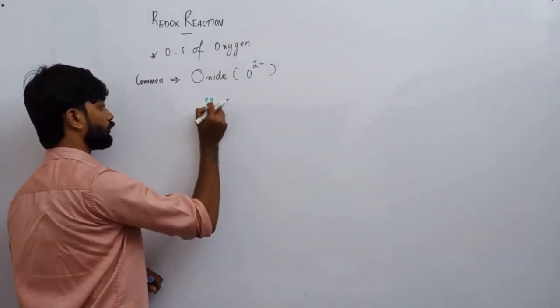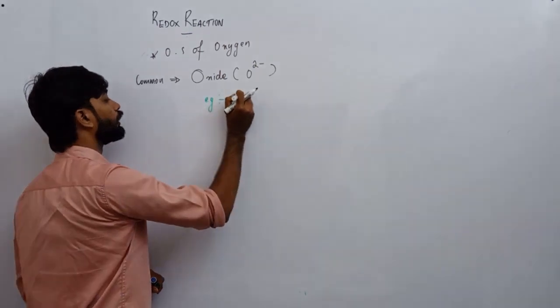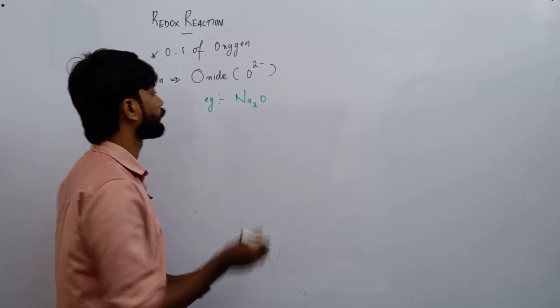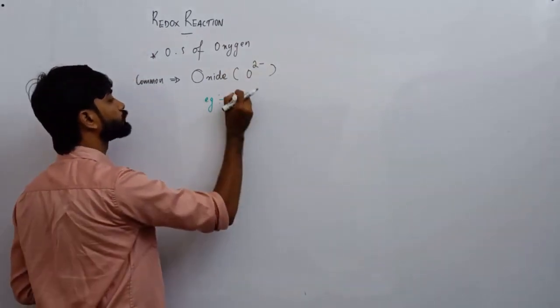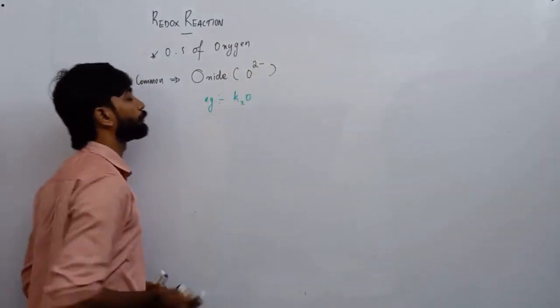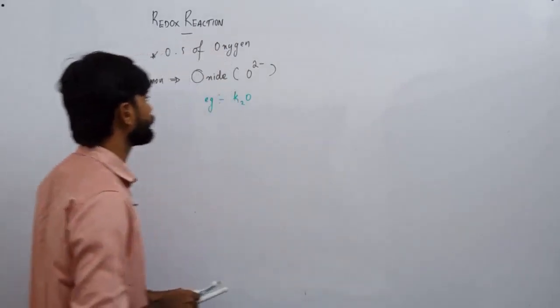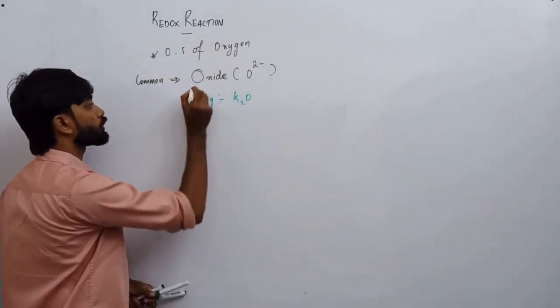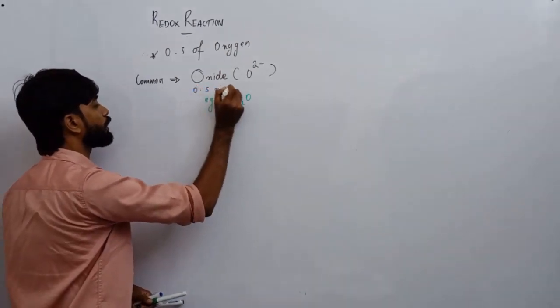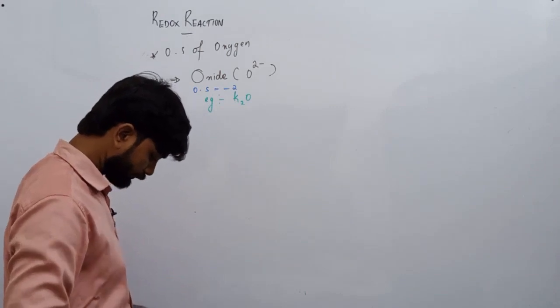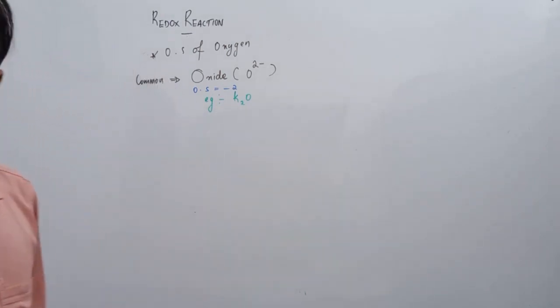For example, Na2O, or K2O, which is potassium oxide. So the oxidation state here is -2. Moving to the next.